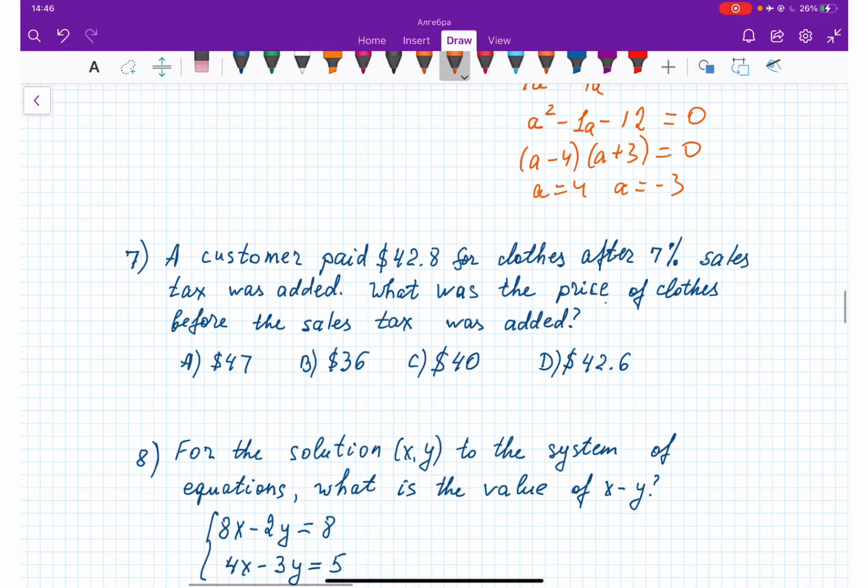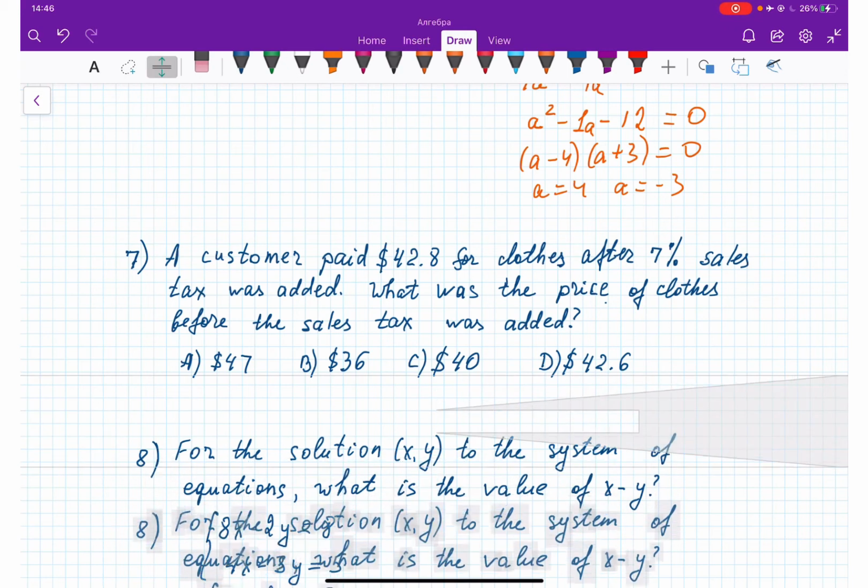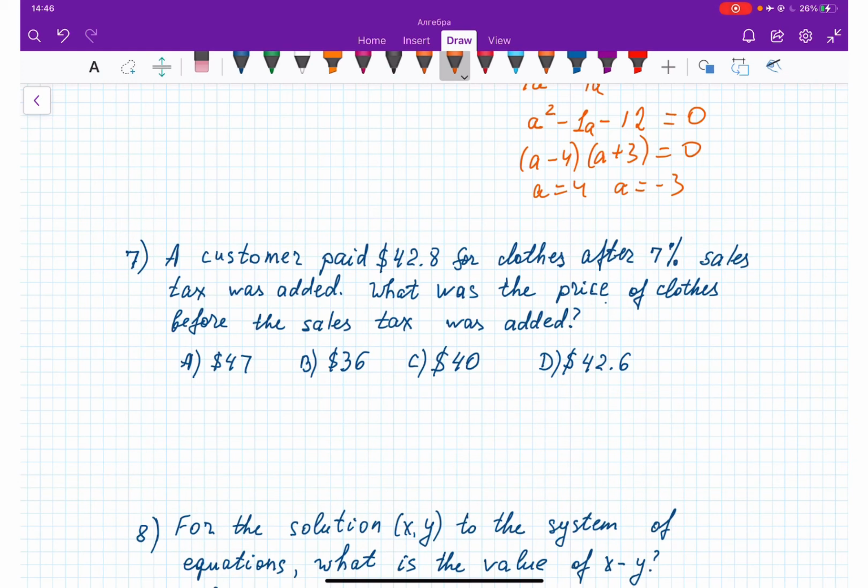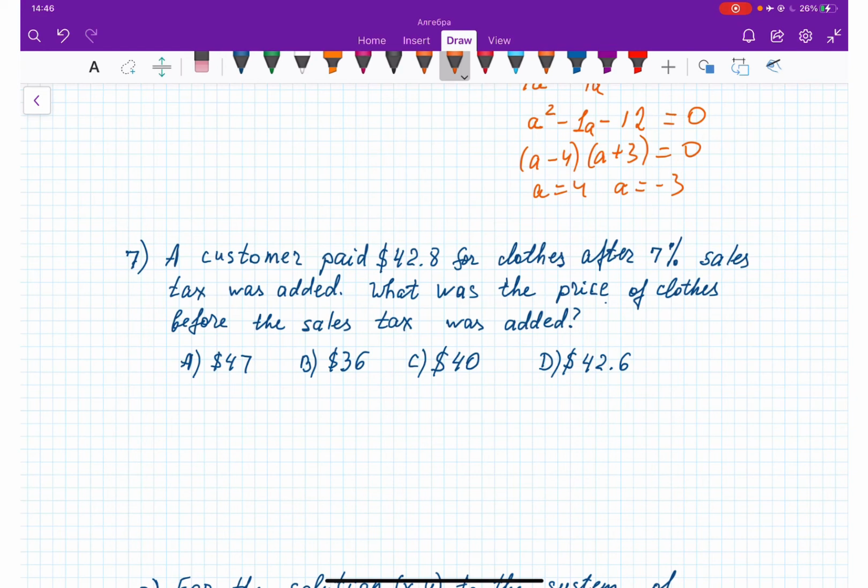Question number 7. A customer paid $42.8 for clothes after tax, 7% sales tax was added. So what was the price of clothes before sales tax? The price before the sales tax was X amount of dollars.